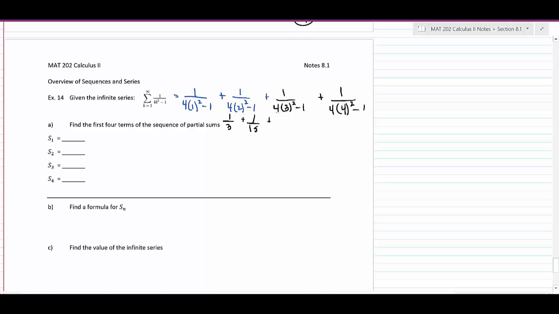Okay, so the next one is, let's see, 9 times 4 is 36, minus 1 would be 35. The next one would be 16 times 4, 64 minus 1 would be 63, like that. Now see, as I'm doing that, I'm already kind of seeing a pattern. So again, what we're doing is partial sums, okay? So what's S1? A third, okay?